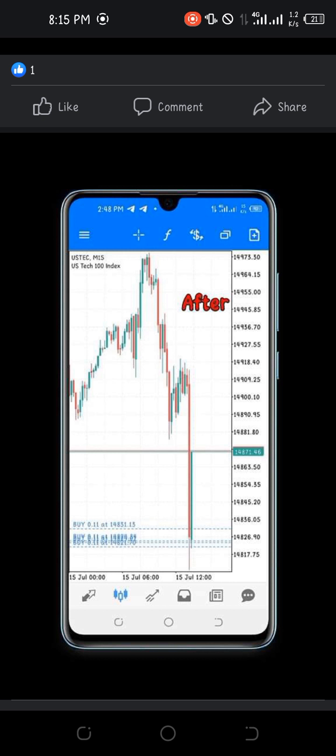Check the time, 2:48. By 2:30, that's when the news dropped. So this was the effect of the news. I don't trade news, but when I drop my setup, news has to respect it. You understand? So boom, look at that candle.